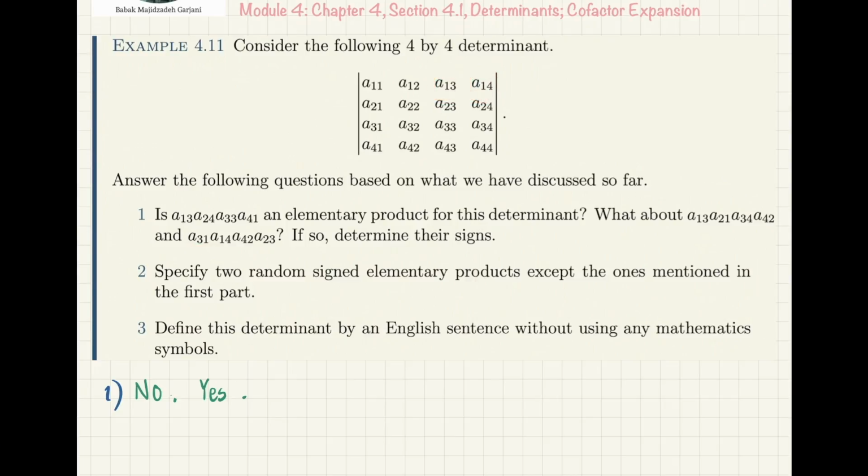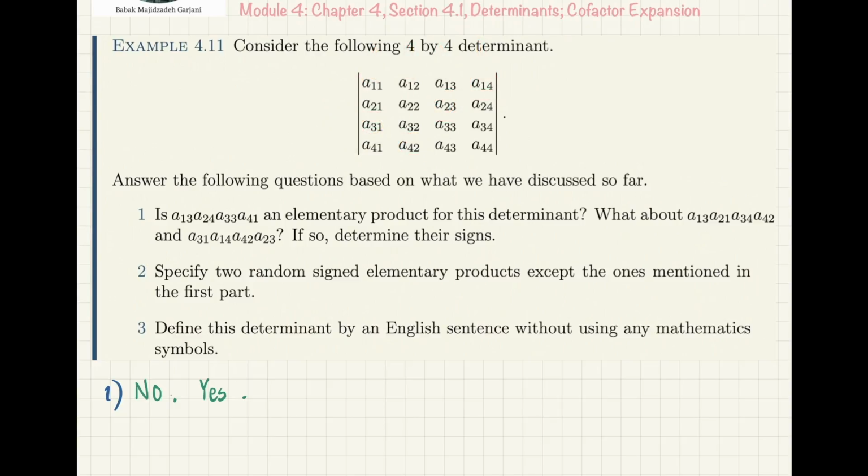So sorry, I made a mistake. A31 is here, A14 is here, A42 is here, and A23 is here. And again, if you look at the rows, you have exactly one element from each row, and if you look at the columns, you have exactly one element from each column. So that is also an elementary product.